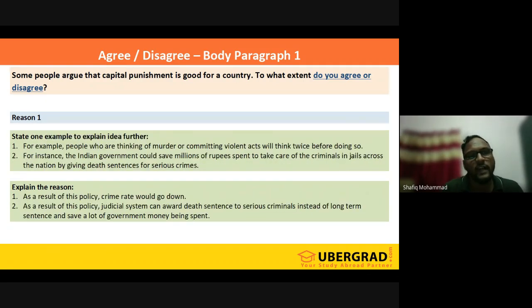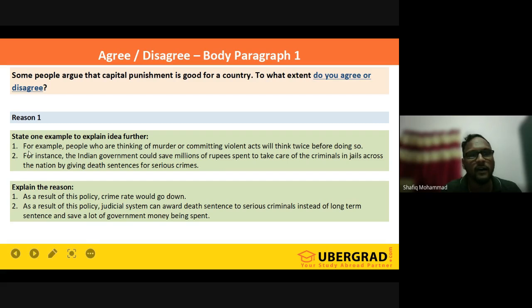Okay, and for that, he's stating one example. See, for example, people who are thinking to murder, or people who are actually looking to commit murder or a violent act, will think twice before doing so. So he's also explaining here that the reason for keeping this capital punishment is that people would think twice before doing this murder or violent act. That is what he's saying.